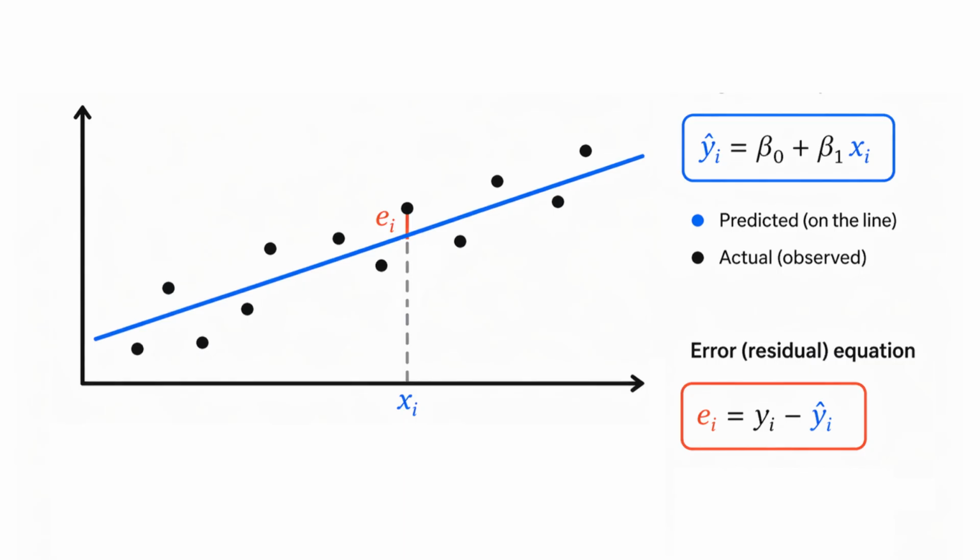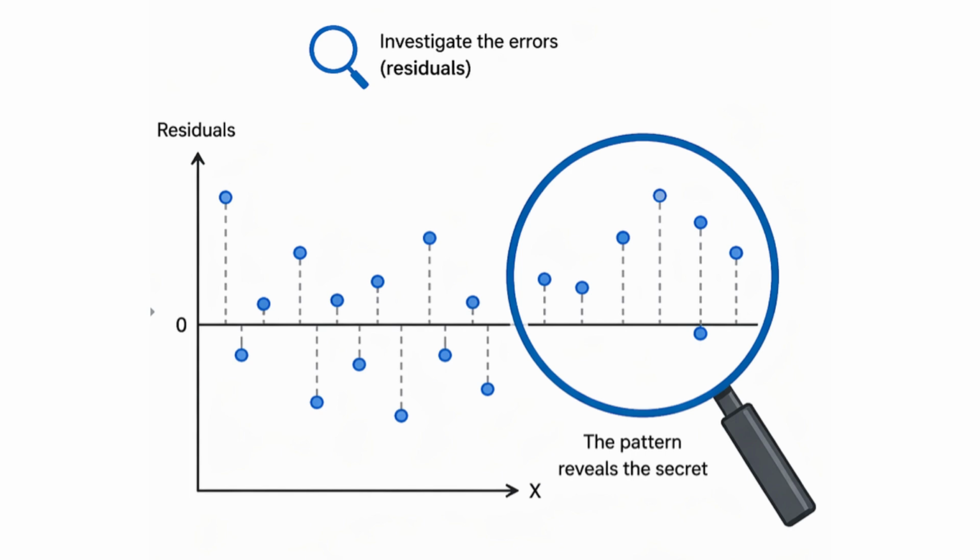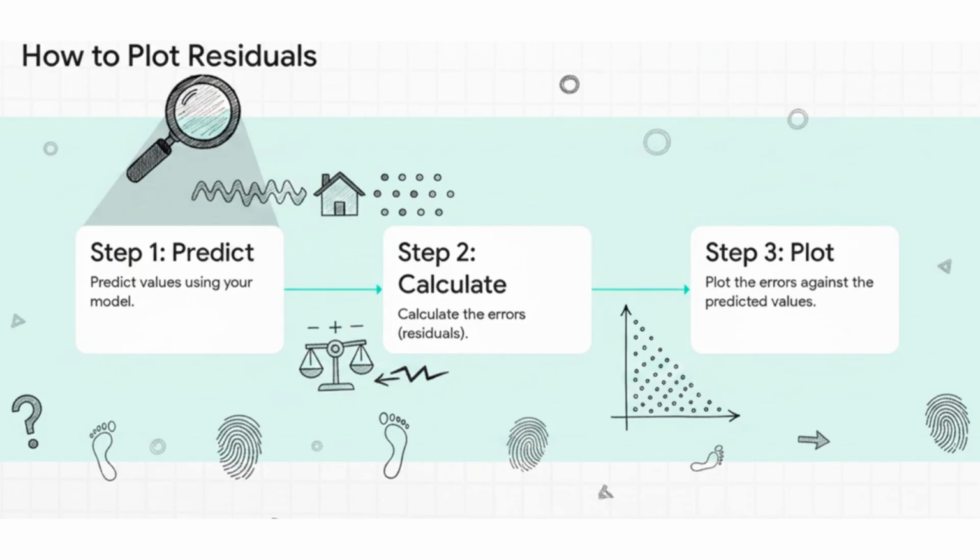The line tells you the general trend, but the errors, or residuals if you want to get technical, tell you how reliable your model actually is. These are just the differences between what your model predicted and what really happened. And somewhere in their pattern is where the secret is hiding. So, how do we drag these clues out into the open? We make something called a residual plot.